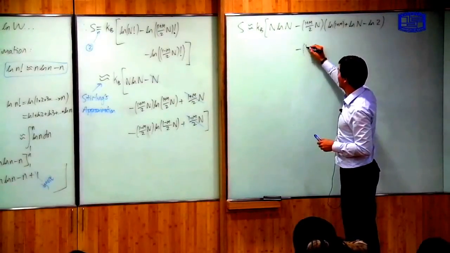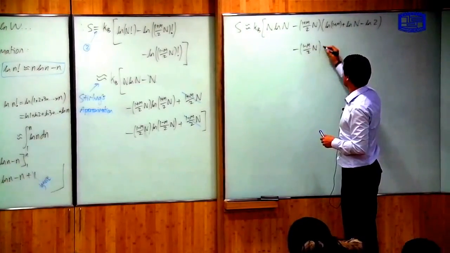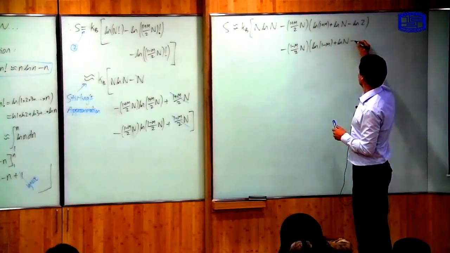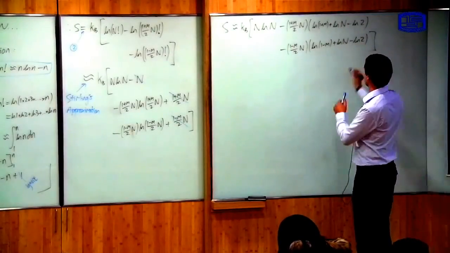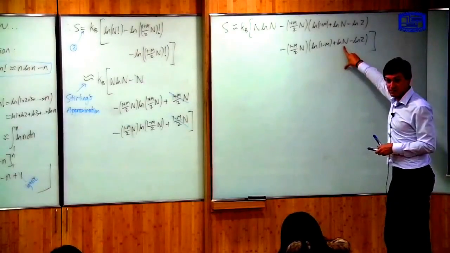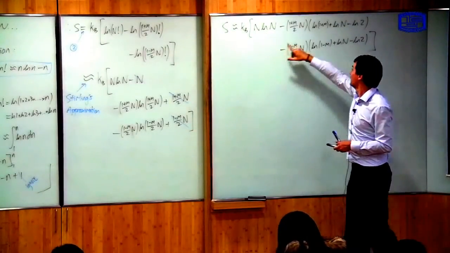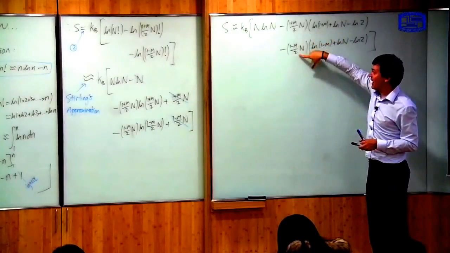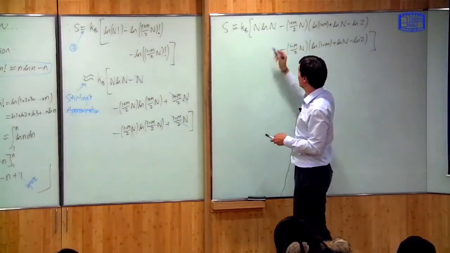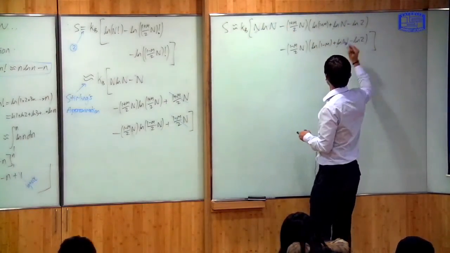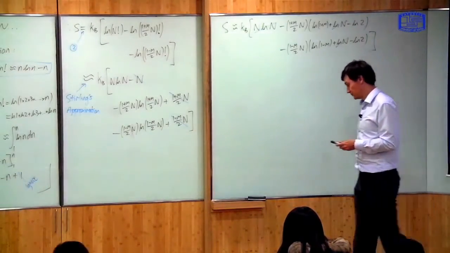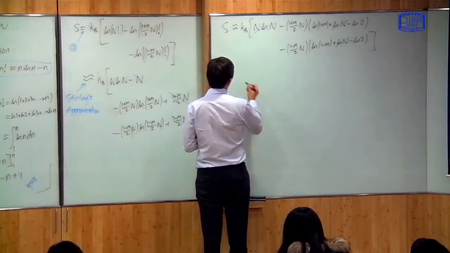And then I have minus (1 minus m over 2) N times log of (1 minus m) plus log N minus log 2. And you see that now the log N terms also cancel, because I've got N log N, and then this plus this gives me N, and I've got another log N here. So the N log N terms here and here and here all cancel. So now I can write the final result down.